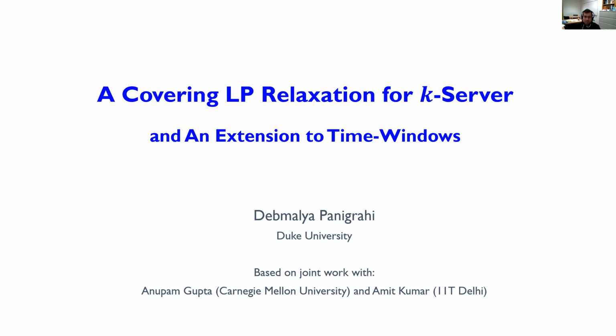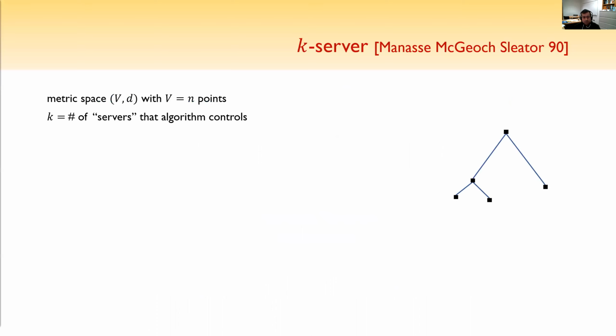So let's start with the K-server problem. In this problem, there's a metric space V that contains n points. And there are K servers, K is much smaller than n typically, that the algorithm controls. And these servers reside at various locations of this metric space. The algorithm can move these servers.